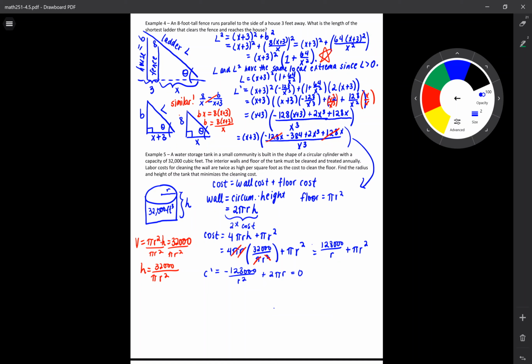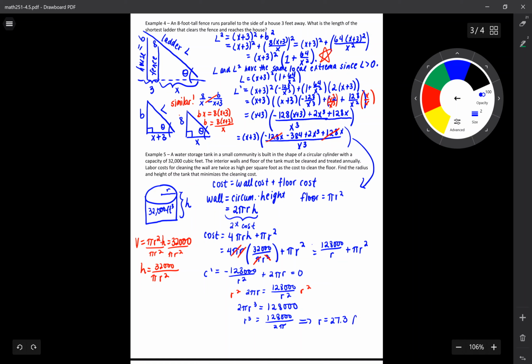So I can add this negative 128,000 over r squared to the other side to get 2 pi r equals 128,000 over r squared. If I multiply both sides by r squared, that gets rid of that fraction. So I get 2 pi r cubed equals 128,000. Dividing both sides by 2 pi gives me r cubed is equal to 128,000 divided by 2 pi. And if I find the cube root of this, I get r is equal to 27.3 feet.